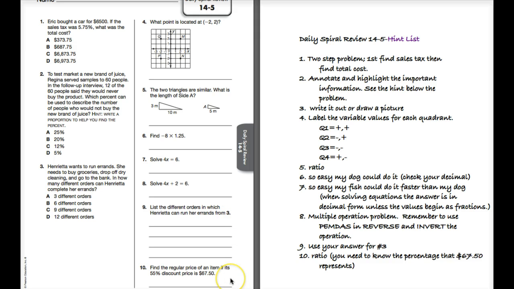And then finally, number 10, you're trying to find the regular price of an item that has been discounted by 55%. So the price now is $67.50, and it's been discounted 55%. This is a ratio problem, and it's very important to understand that even though the discount was 55%, this 67.5 represents a different percentage. So you're going to need to know when you're setting up your ratio that the percentage of 67.5 is what you want to use in your ratio.